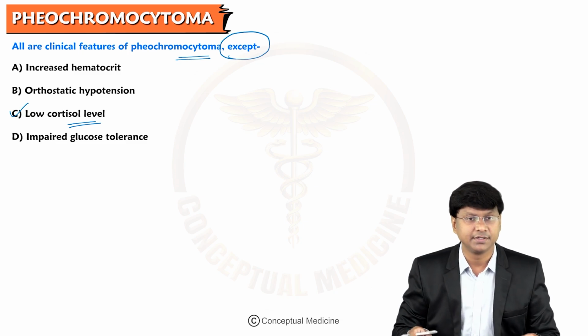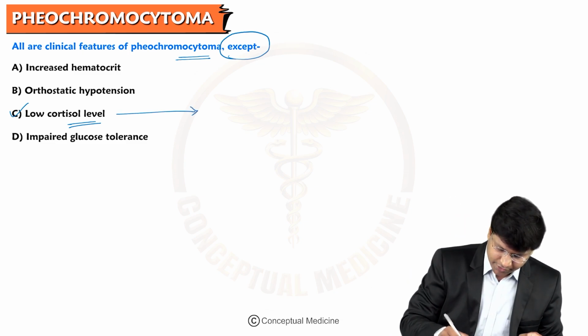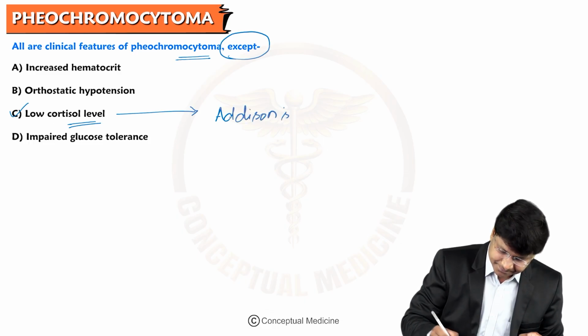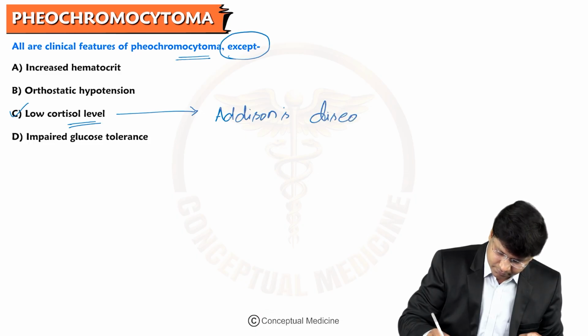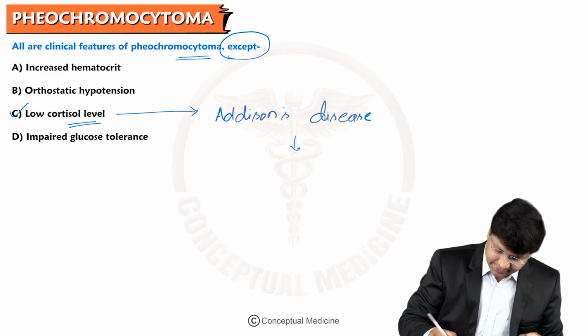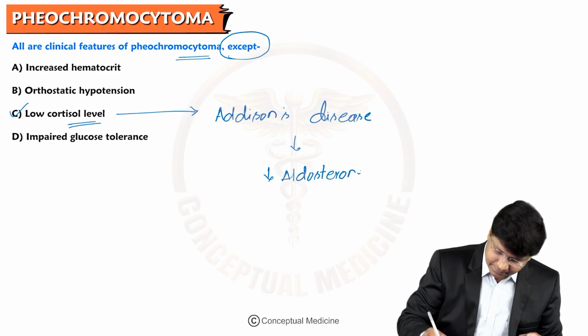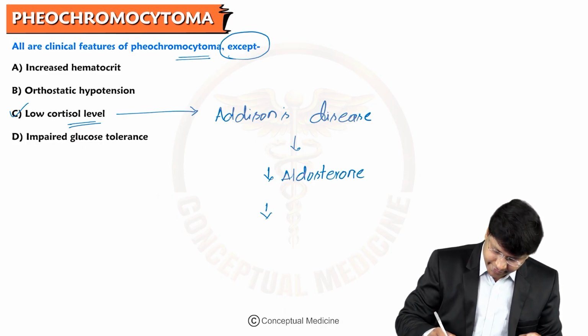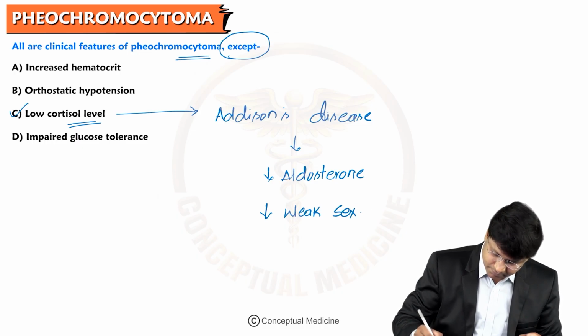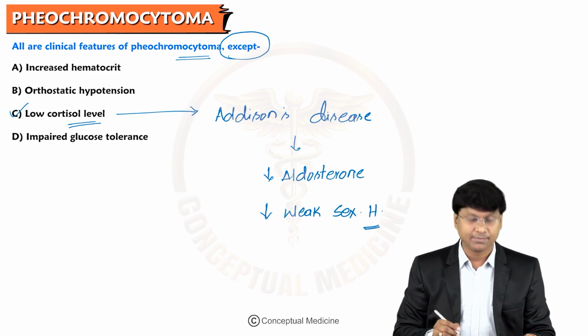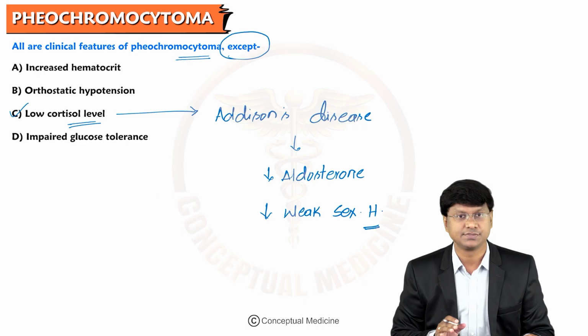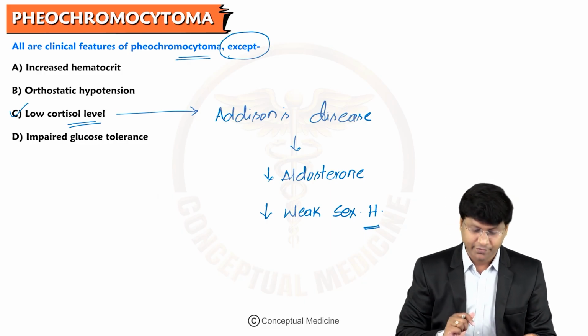Now, coming to low cortisol levels. Low cortisol levels are seen in individuals with Addison's disease. In Addison's, there will be low cortisol, low aldosterone, and also reduced sex hormones. So that is what you will have in Addison's disease. But low cortisol is not a feature of pheochromocytoma.